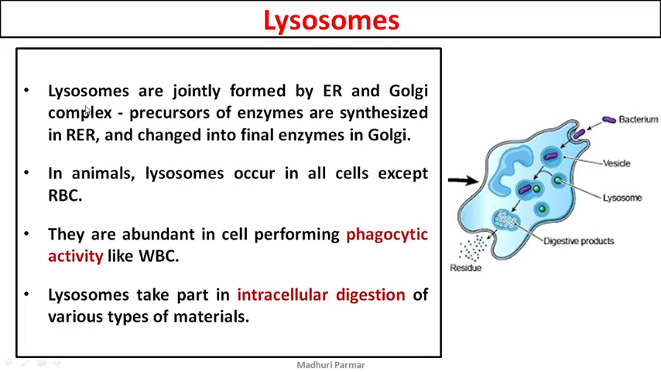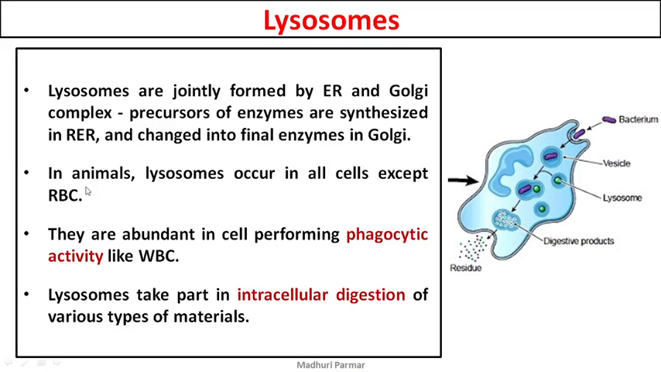Now, how are these lysosomes formed? In bits and pieces, we have already learned this, that they are formed jointly by the endoplasmic reticulum and the Golgi complex. So the precursor of the enzymes is synthesized in the endoplasmic reticulum because the endoplasmic reticulum has the ribosomes, while it is changed into its final form in the Golgi complex. A lot of these things, you will see, the proteins are synthesized in the endoplasmic reticulum, but they are modified and activated or packaged in the Golgi complex. So the same thing happens for the lysosomes as well.